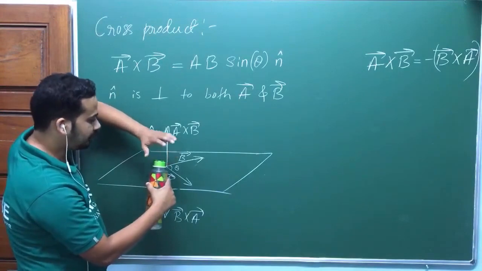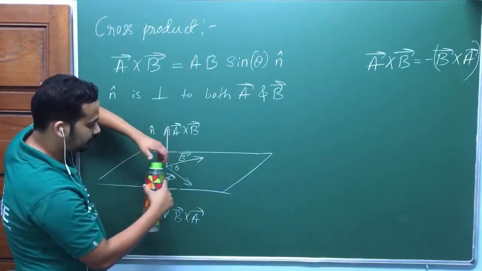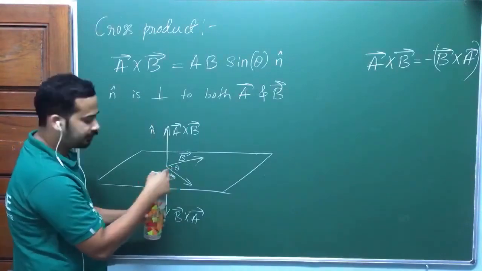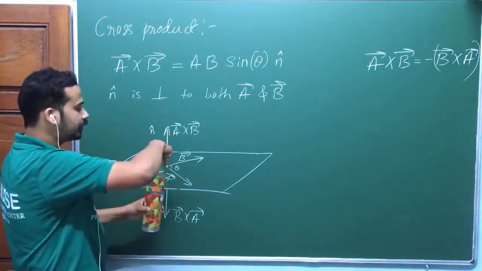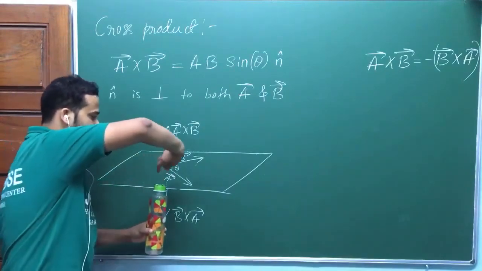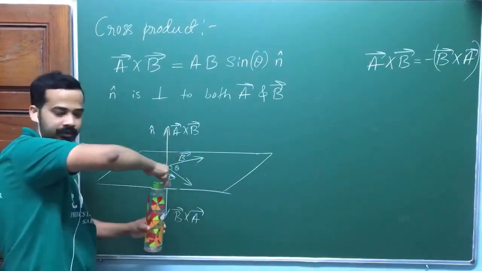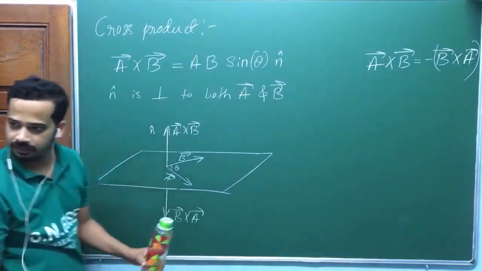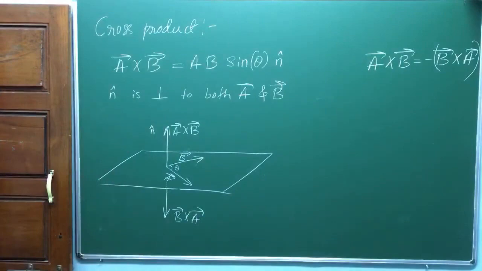No, I'm not using any thumb rule. I'm just rotating this. Look here, I'm rotating from A to B. It is going up, isn't it? It is getting open here. If I rotate from B to A, it goes down, isn't it? I think you have used a bottle cap.